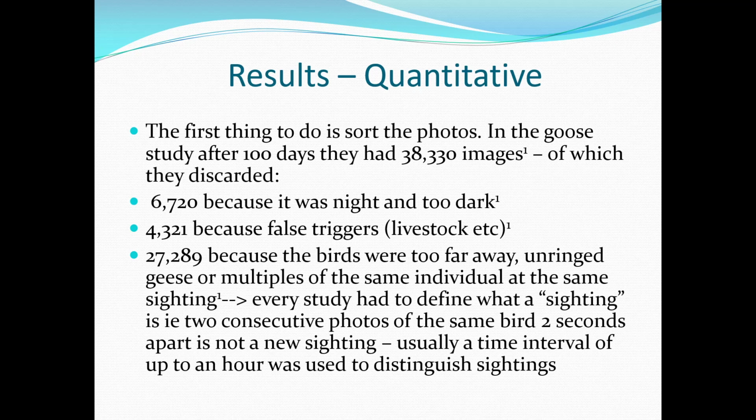So if you have one bird wander in front of a camera and stay there and you get two consecutive photos about 3 seconds apart, that's still only one sighting. It's not two sightings. So usually there's a time interval between the photos that gets defined to help you work out what a sighting is, and that time interval is usually anywhere between 5 minutes to an hour.